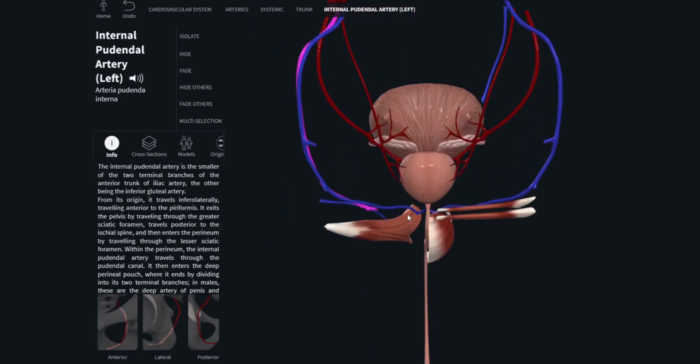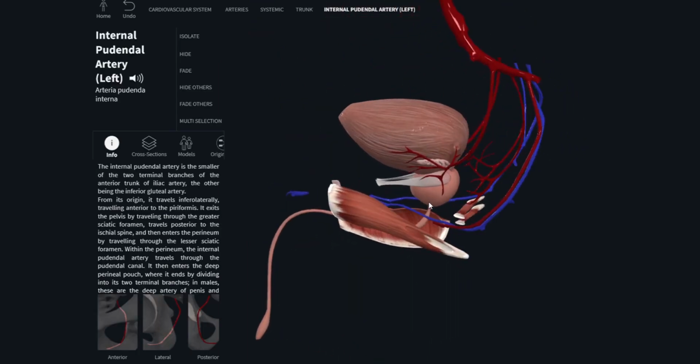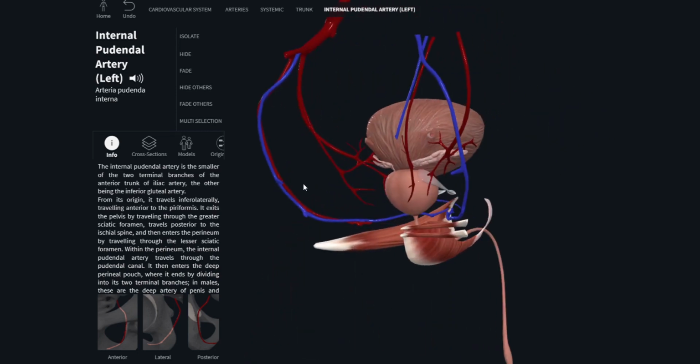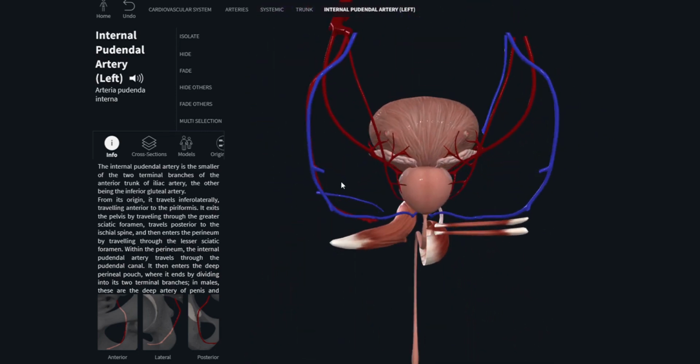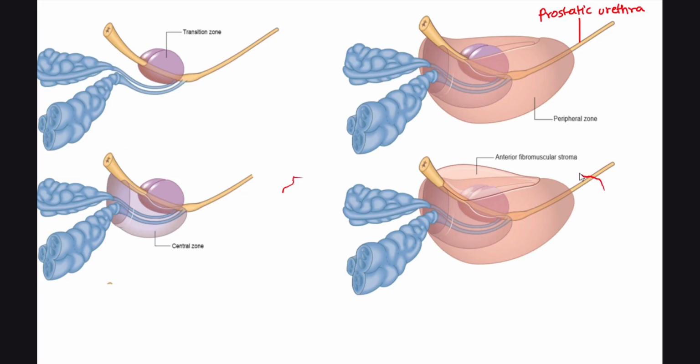Now, I'm also going to show you the venous supply. The venous drainage is mostly done by the pudendal venous system. So this is the pudendal, and coming off of them, we have a plexus of veins that drain the prostate gland.